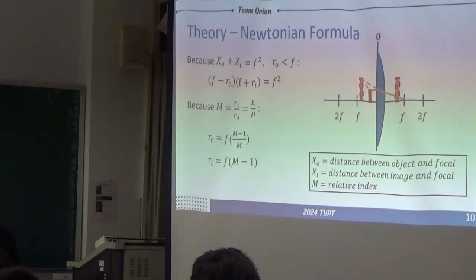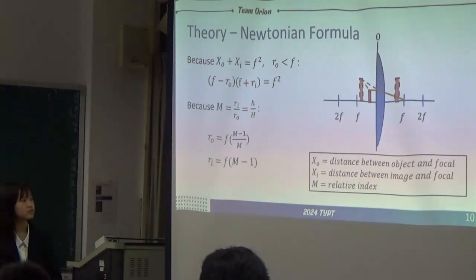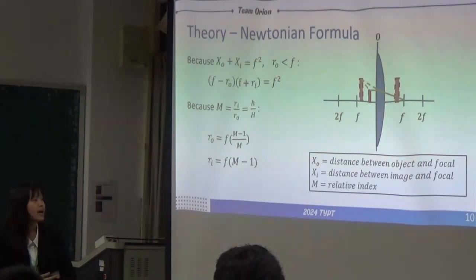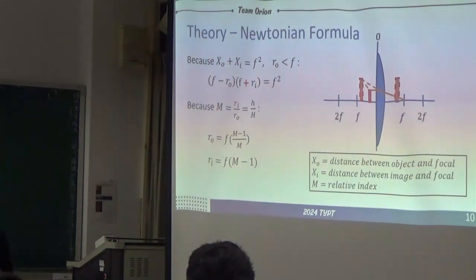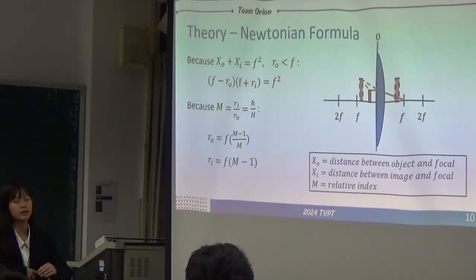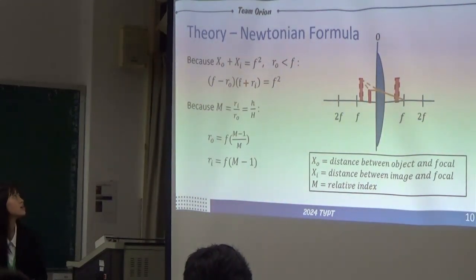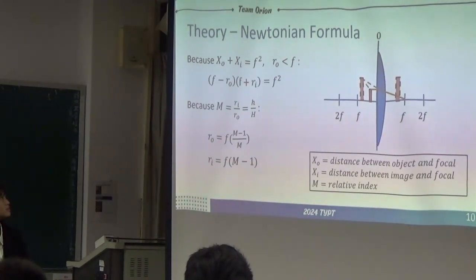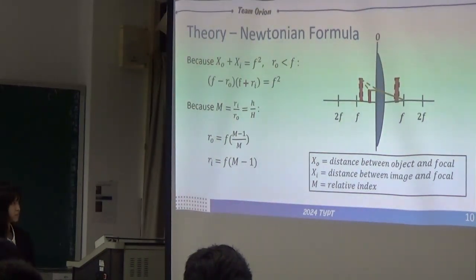Then is the theory about the Newtonian formula. And here we define X_O as the distance between the object and the focal point, X_I as the distance between the image and the focal point, and n means the refractive index. And here, because our object is put in front of the focal plane, it will form a magnified virtual image. So we have to change this into a plus. It means that F squared equals F minus R_O multiplied by F plus R_I.